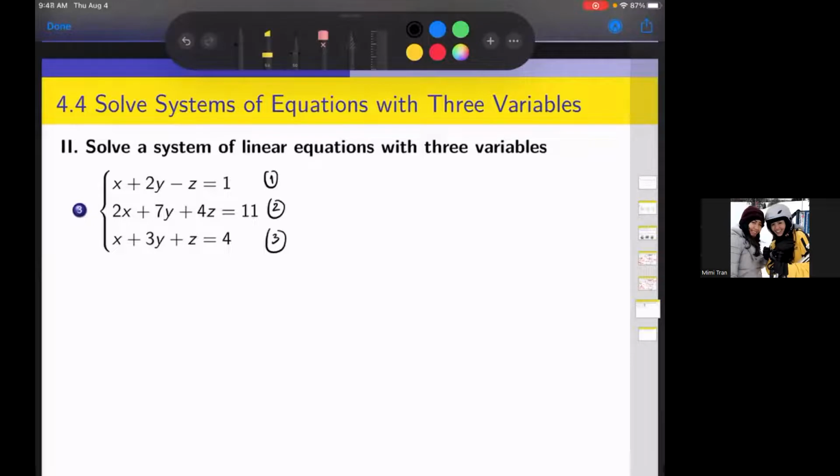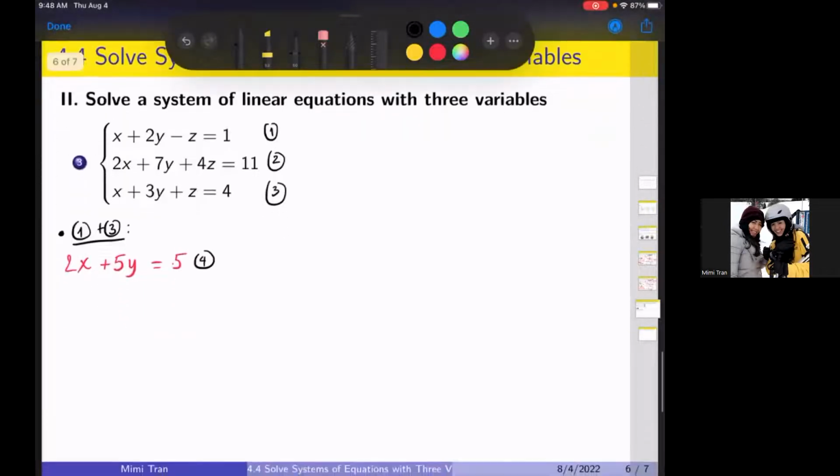I'm gonna pick 1 and 3 first because it's the easier one, right? So 1, add 3, see what happened. 1 plus 3, so 2x. 2y plus 3y is 5y. Z is gone. 1 plus 4 is 5. This is equation 4. And then you're going to focus on Z still.